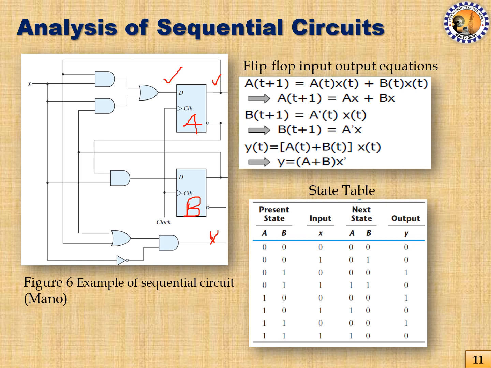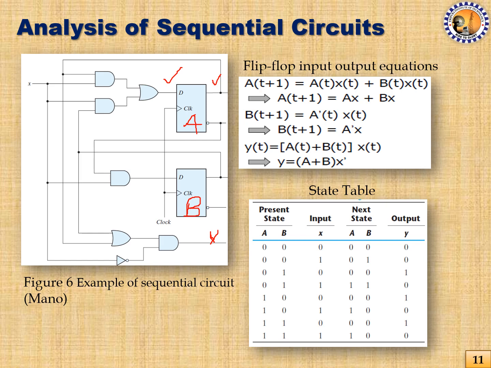Here we can see that the present state of flip-flop A is represented by A(t), and the present state of flip-flop B is represented by B(t). The next state of flip-flop A is represented by A(t+1), and the next state of flip-flop B is represented by B(t+1), and the final output is represented by Y(t), or thereafter in a simplified manner it is Y.